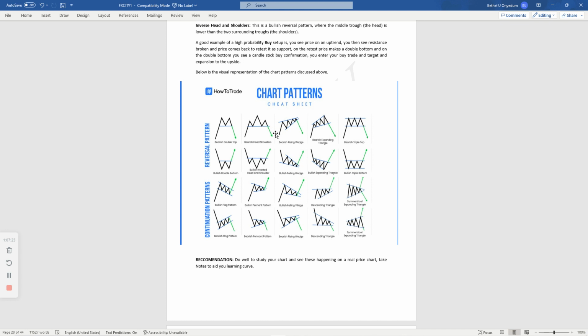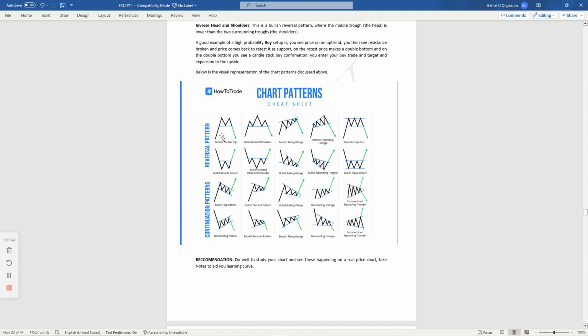It shouldn't be only one thing that you're looking for, like a double top. Anywhere you see a double top on the chart, if you start trying to sell, you're going to get wrecked. You just need a combination of confluences. So here you can see the first one is the double top.